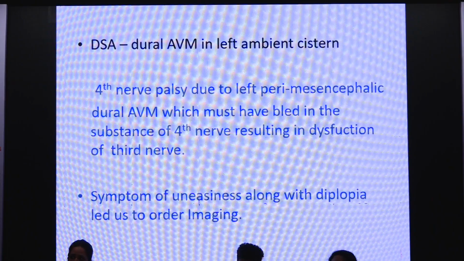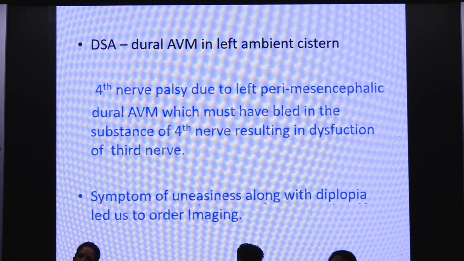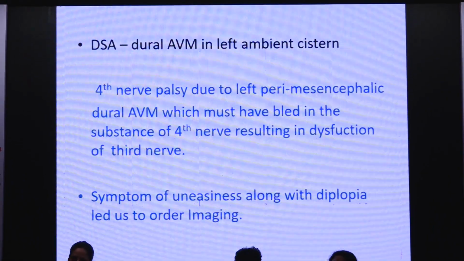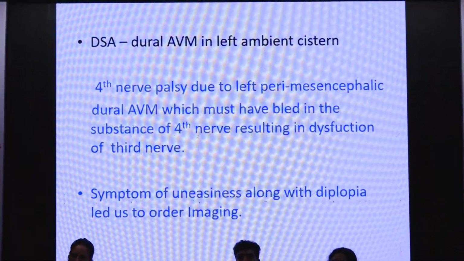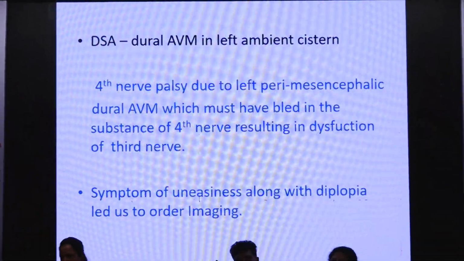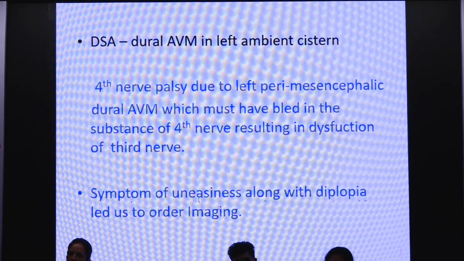Otherwise, he was a hypertensive adult. We might have thought it is a vasculopathic cause. Vasculopathy is a more common cause of third, and next is the sixth, and fourth comes last in the list. So the additional symptom of uneasiness made us do the neuroimaging, and we ruled out this pathology, and we referred the patient to neuroradiological intervention.